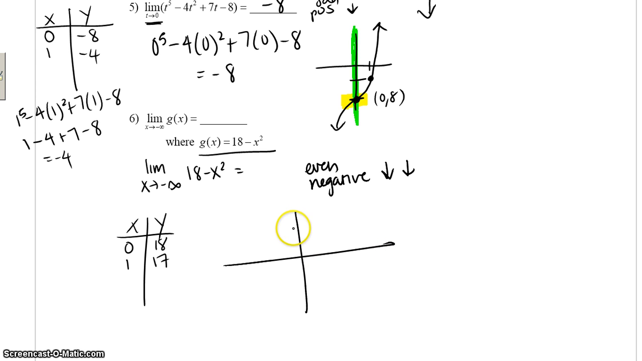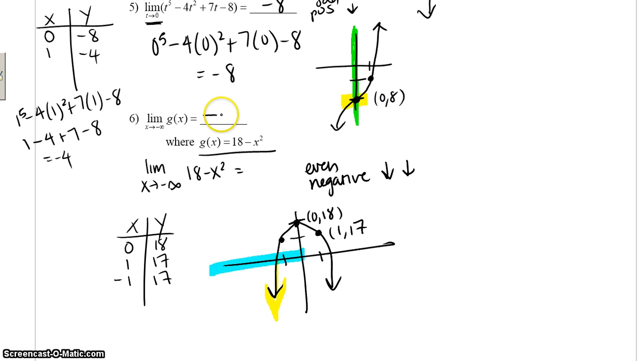So we have (0, 18), as well as (1, 17). Again, I'm just estimating these points. And if we were to put in negative 1, we would also get 17 there, so we would be right here. So we know that we have a parabola like this, and we can see that as x approaches negative infinity, f of x approaches negative infinity.